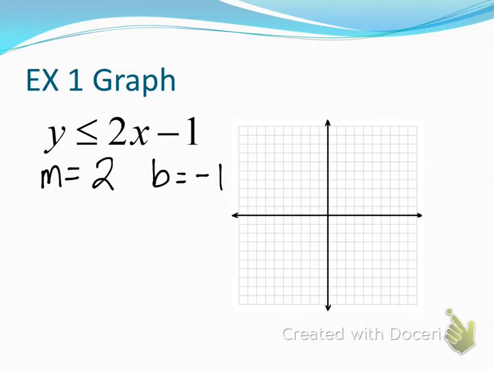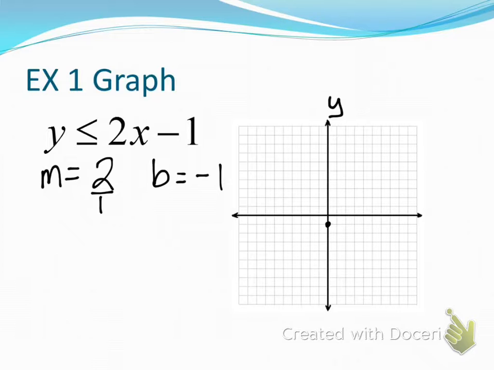We're going to graph it just like we did on those warm-ups. So we start at our y-intercept, which is negative 1. So on the y-axis, we put a point at negative 1. Then we use our slope. If we were to write our slope as a fraction, we would put it over 1.